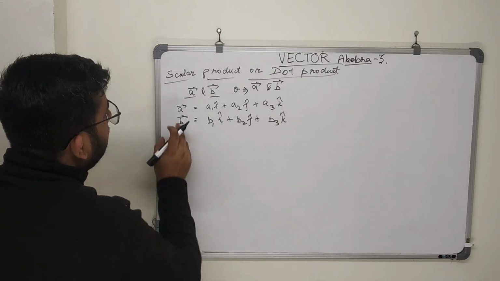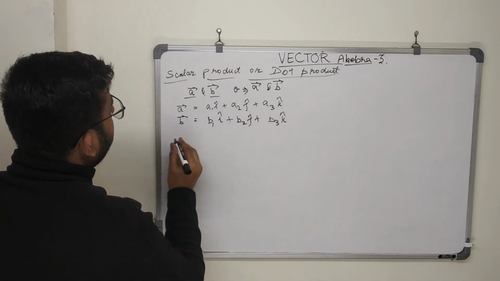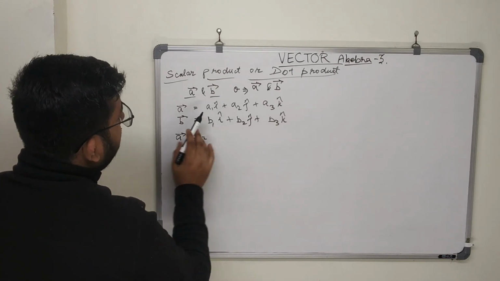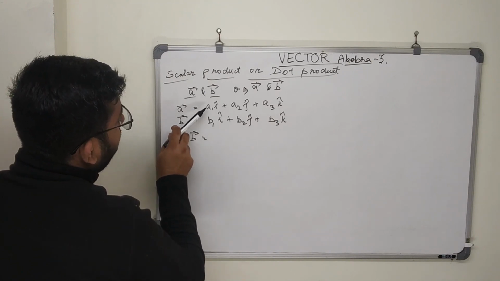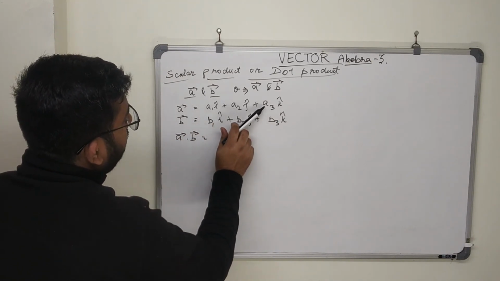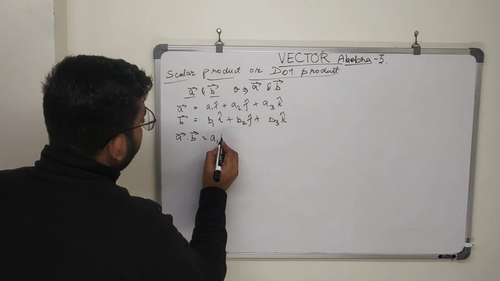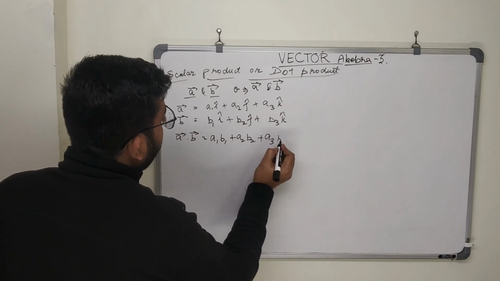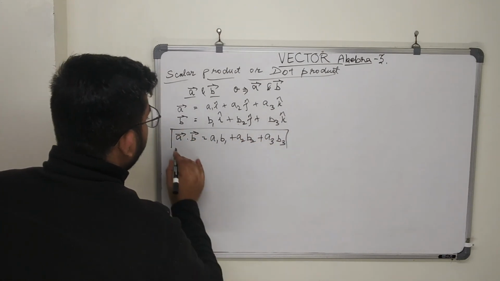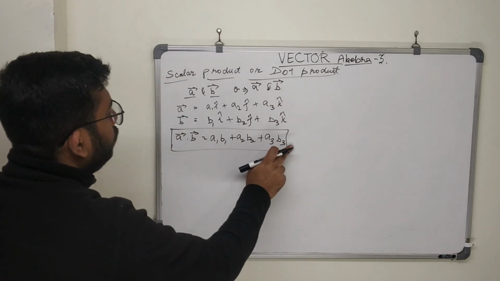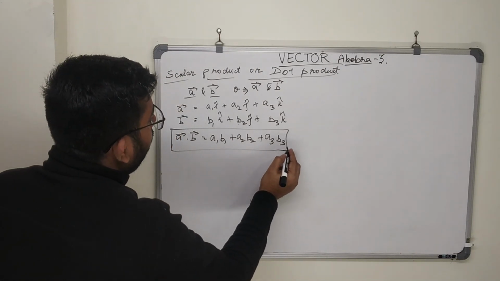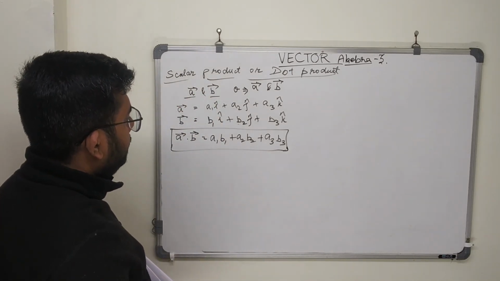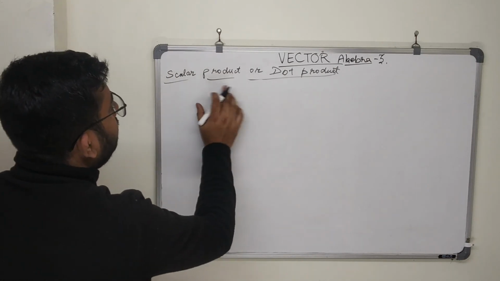So in this case, we will find the scalar product, that is A vector dot B vector will be equal to A1 B1 plus A2 B2 plus A3 B3. Please note this down once, so that now we will be going to cover some of the properties of scalar or dot product. Now the properties of scalar product.